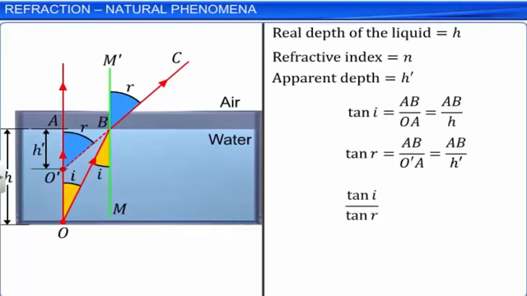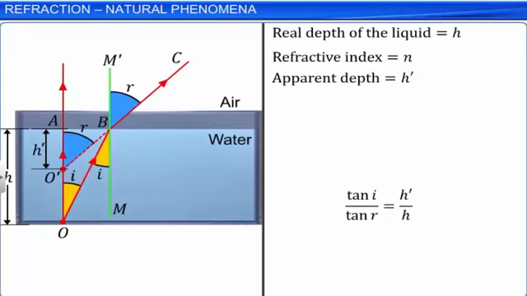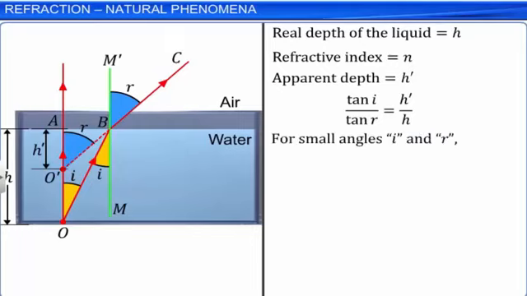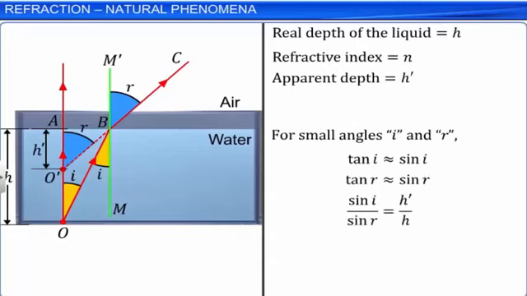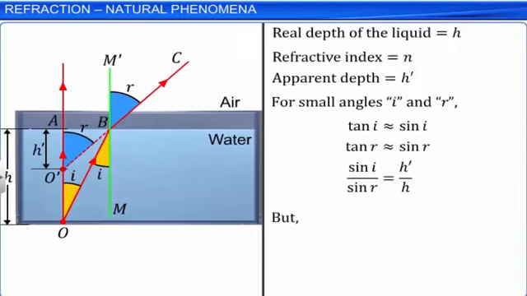Since the two points A and B are close to each other, angles i and r are very small. Hence, tan i and tan r are approximately equal to sin i and sin r. But according to Snell's law, sin i by sin r is equal to 1 by n. Therefore, n is equal to h by h'. Or, the refractive index is equal to real depth by apparent depth.